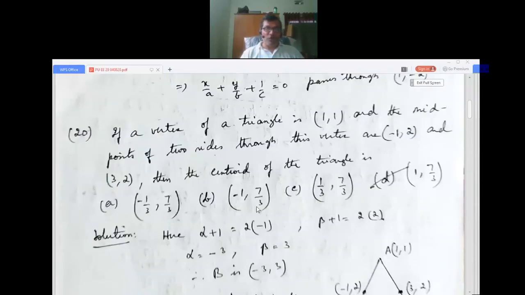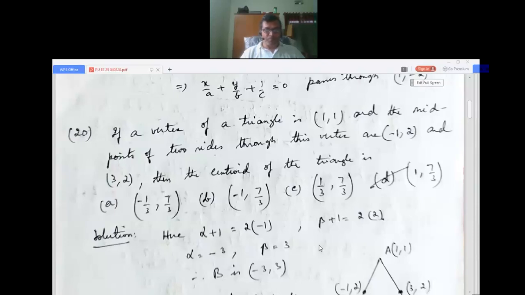Question number 20. If a vertex of a triangle is 1 comma 1 and the midpoints of two sides passing through this vertex are minus 1 comma 2 and 3 comma 2, then the centroid of the triangle is: A, minus 1 comma 3 comma 7 by 3; B, minus 1 comma 7 by 3; C, 1 by 3 comma 7 by 3; D, 1 comma 7 by 3.